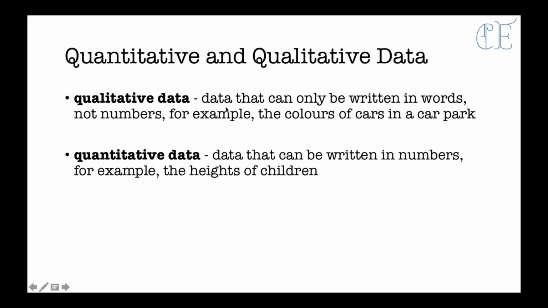Okay, so qualitative data could be the colours of cars in a car park. Okay, or the names of your pigs in your farm, whatever, it's words, you cannot put it into numbers. Whereas quantitative, which reminds me, like if I say quantity meaning amount, then that's numbers, data that is written as numbers, for example the heights of children.